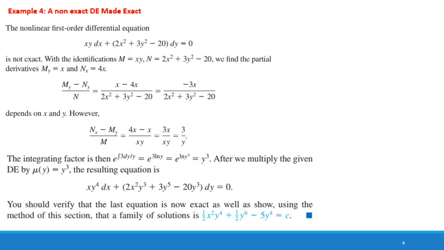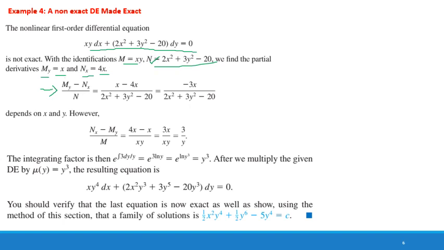In this example, we will learn how to convert a non-exact differential equation into an exact differential equation. Suppose we have this differential equation and this is non-exact because function m is equal to xy and function n is equal to this. We find the partial derivative partial m by partial y, which is also written as m sub y here, is equal to x, and when we take the partial derivative of function n with respect to x, which is written as n sub x, it is equal to 4x. So we can observe that partial m by partial y is not equal to partial n by partial x.